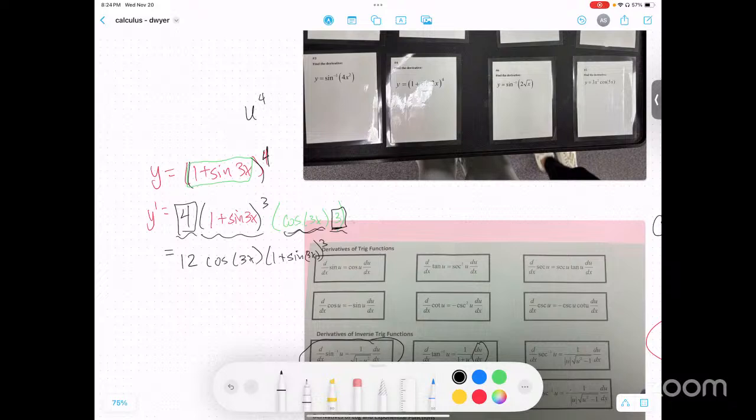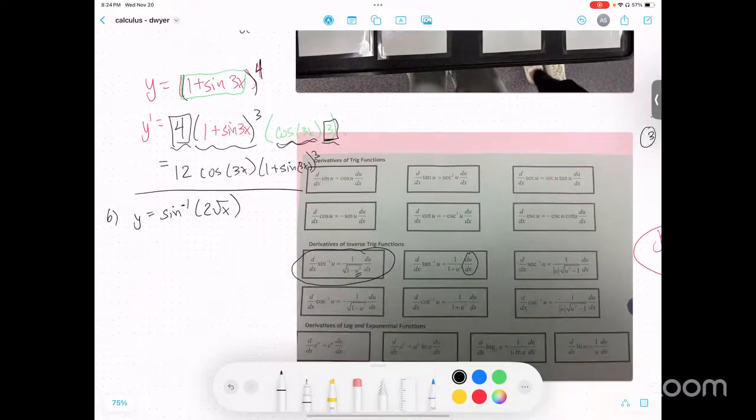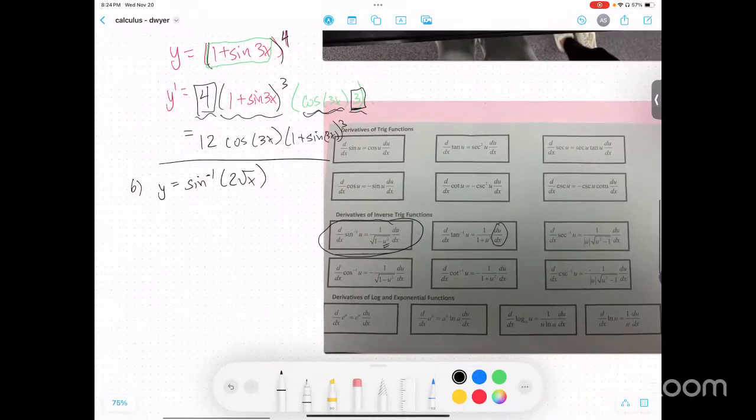Number 6 says y equals the sine inverse of 2 root x. So look for your sine inverse rule, which is right here. So what's the derivative of that? It's 1 over the square root of 1 minus, what's my u now? 2 root x. So put it in there. Times the derivative of u, or 2 root x.